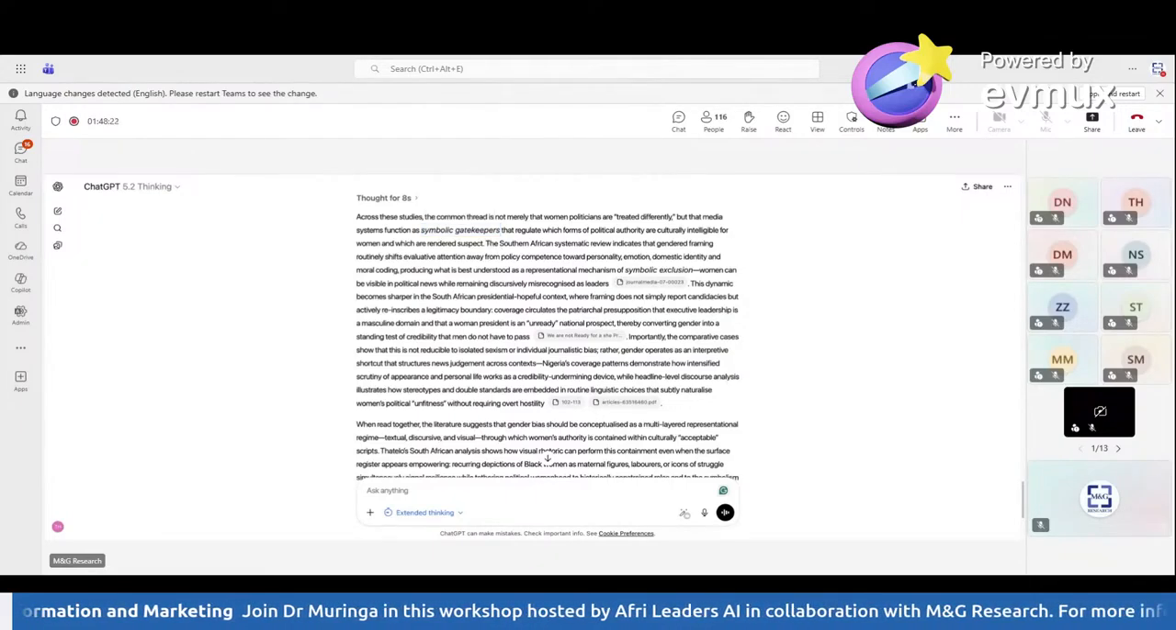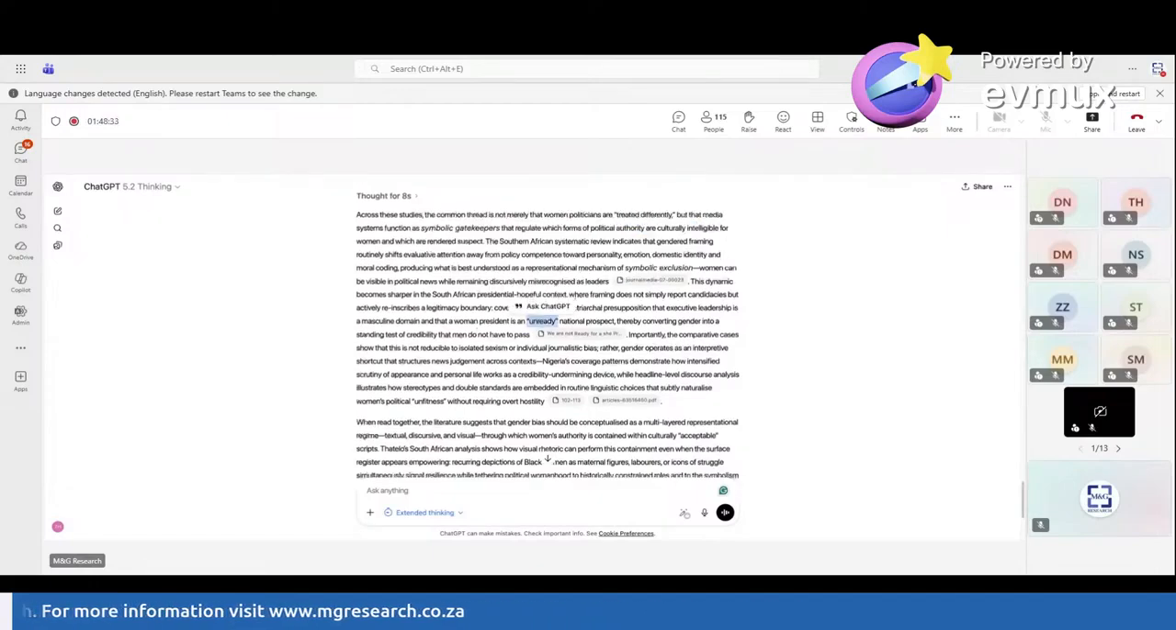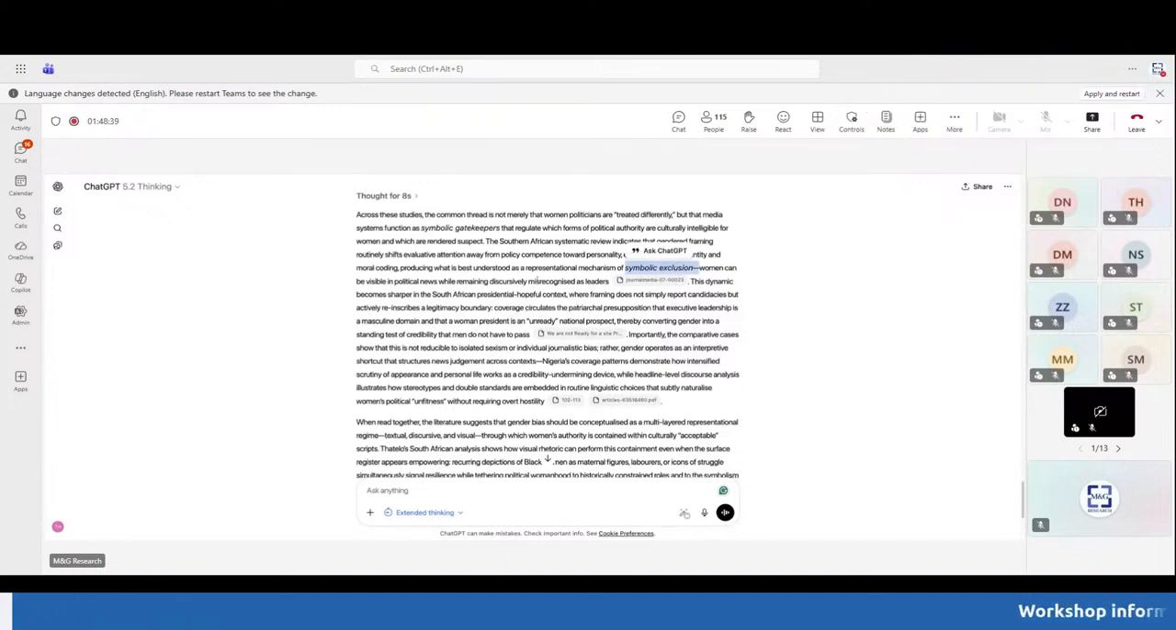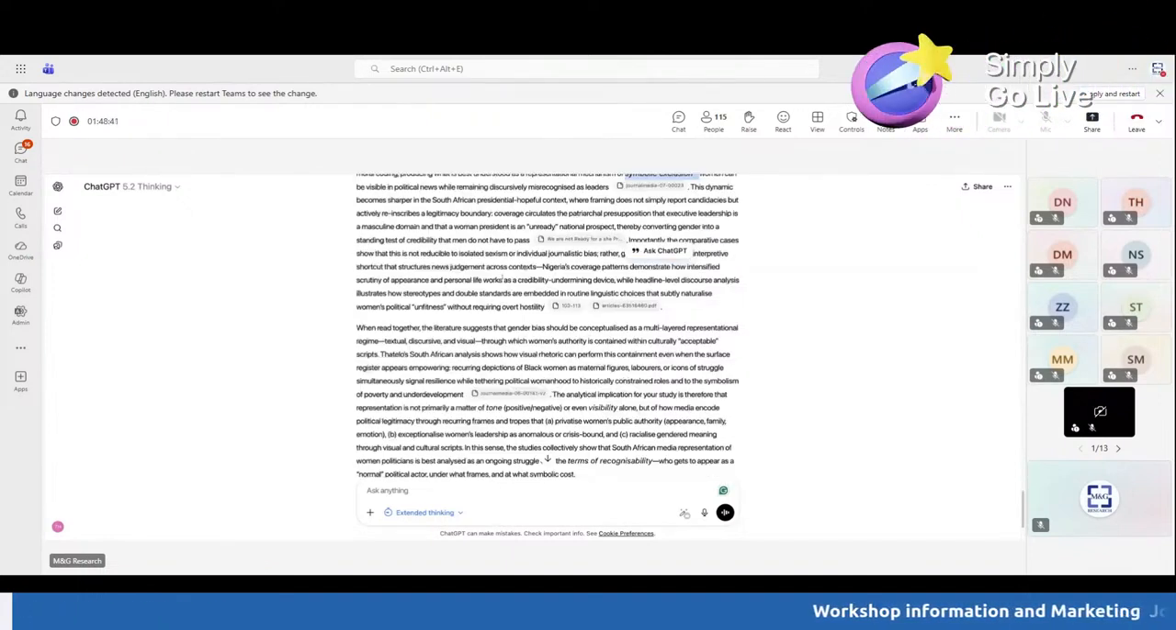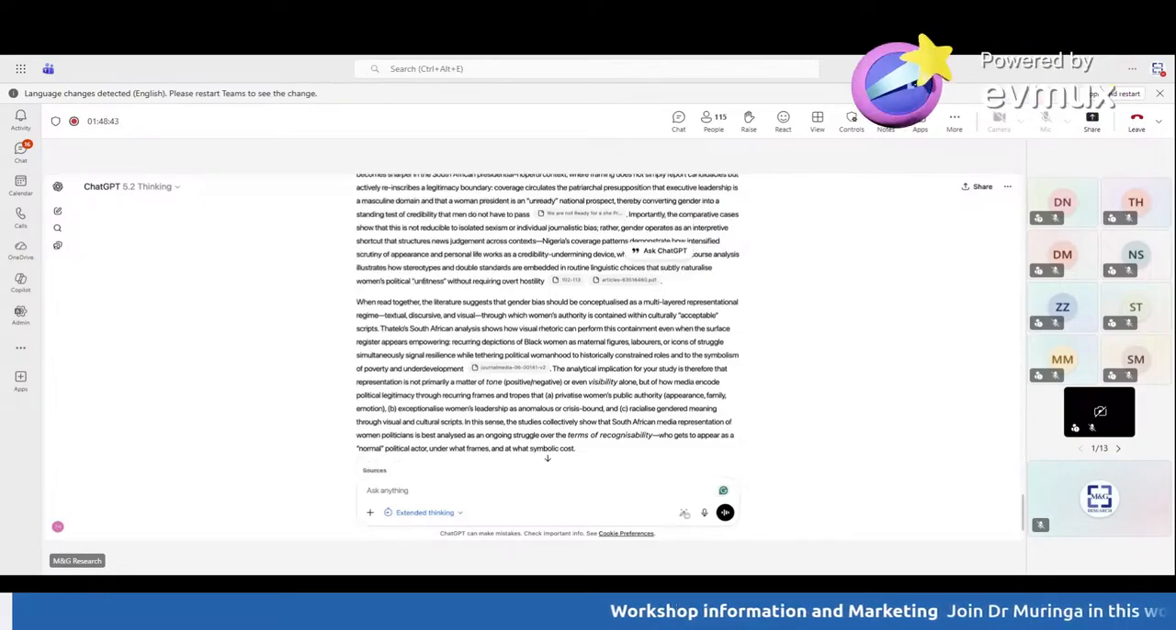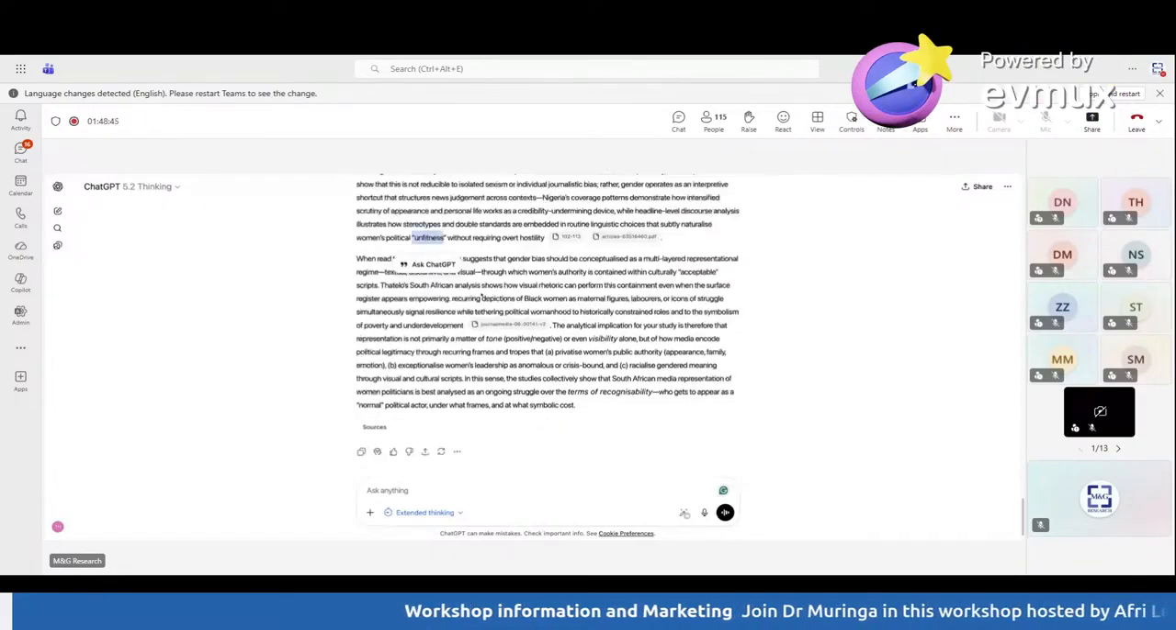Then the South African systematic review, then it moves. There's another concept again. It talks about symbolic exclusion, then it talks about the unreadiness of women. The reason why I'm able to pick these things up is because I know my field of study. So I know these things when they show up. The issue of unfitness is a key concept in literature about reporting women leaders. It also looks at the issue of visibility, right?